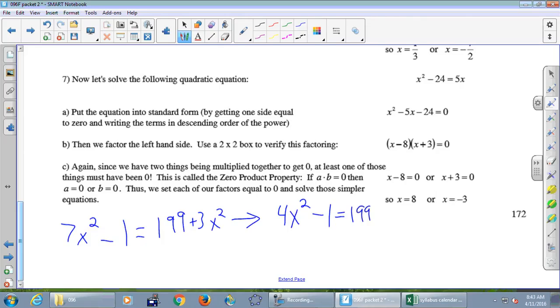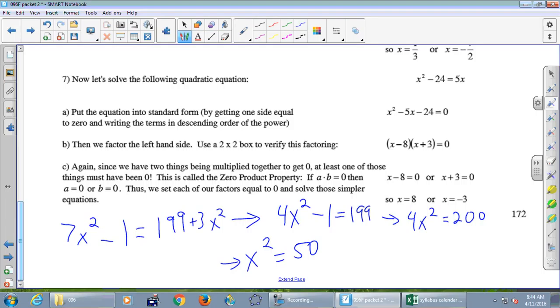And now what I want to do is get the x squared by itself. So do you move the 4 first or the 1 first? The 1. We're going to add 1 to both sides. So we get 4x squared equals 200. Don't take a square root yet. The goal is to get that x squared by itself first. So we divide both sides by 4. And we get x squared equals 50. And finally now it looks like the first equation we solved today, like x squared equals 16.